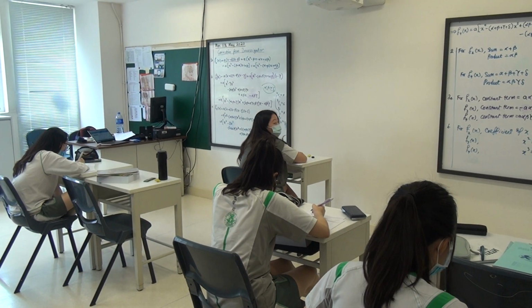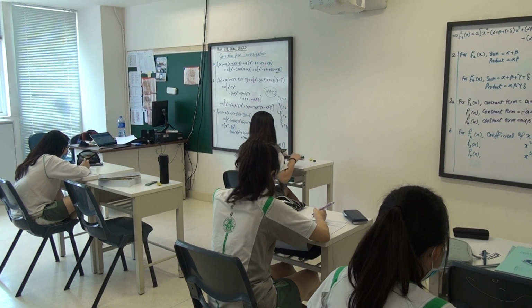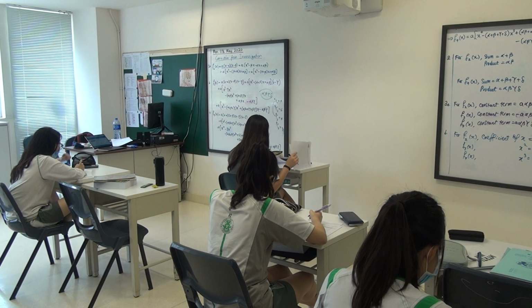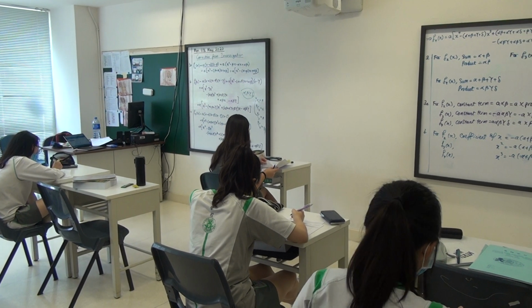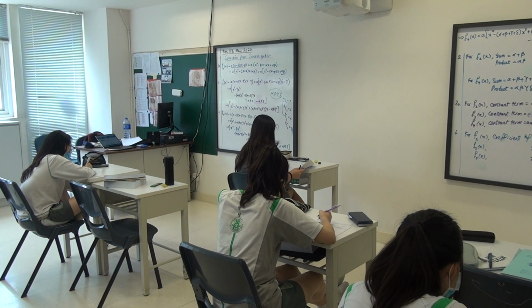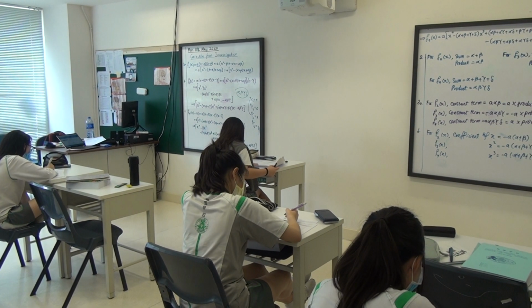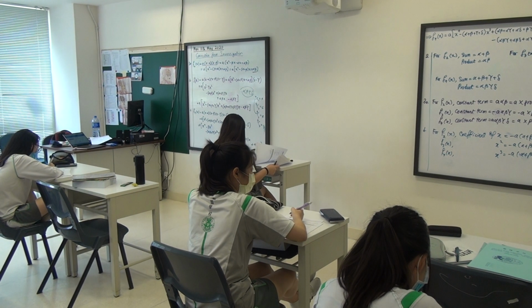What you're looking at on the board is in your formula booklet. That's why it doesn't matter if I erase the board or not. IB will provide it, so there's no point hiding it from you.